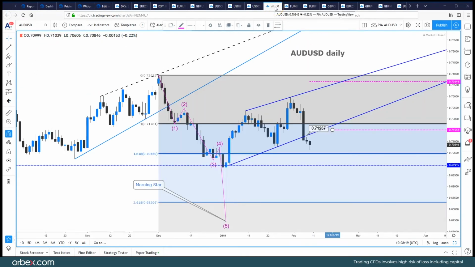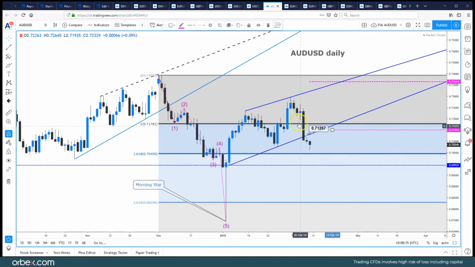Aussie dollar broke this wedge formation to the downside. Decent impulse move after the RBA. Measured move target is at 69.93. To the upside, we've got resistance this week at 71.75.